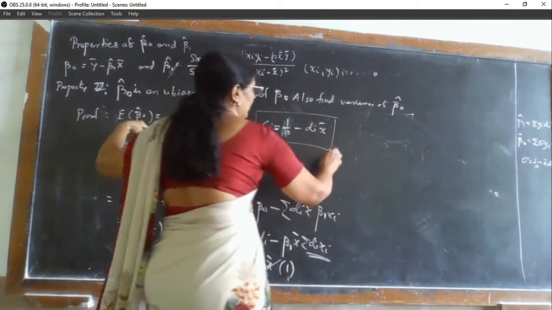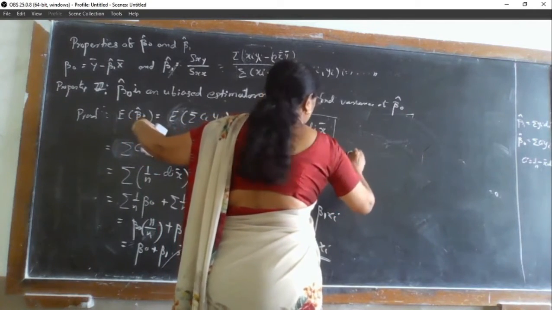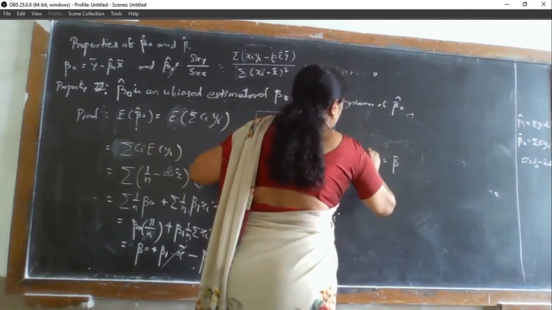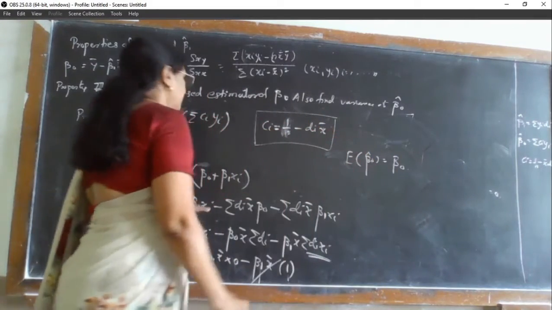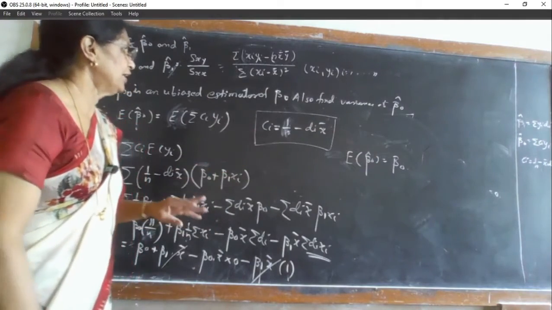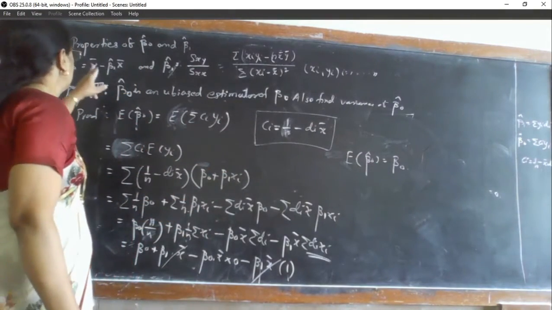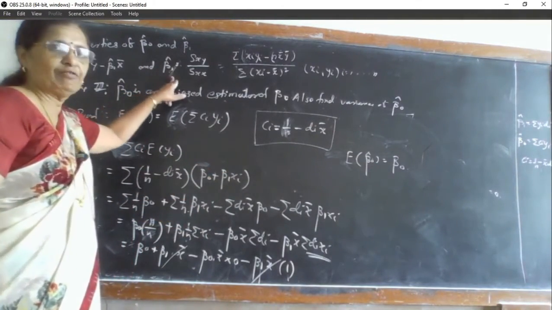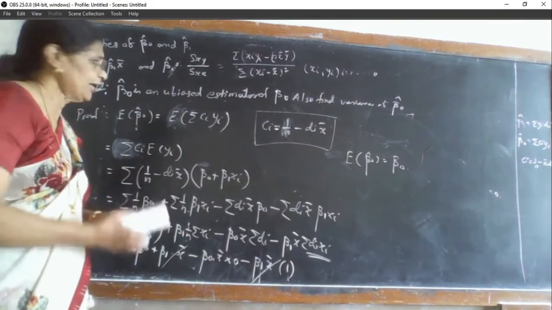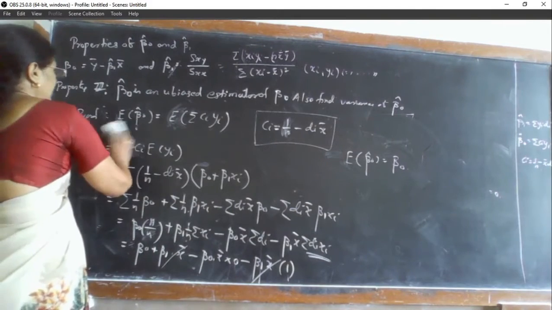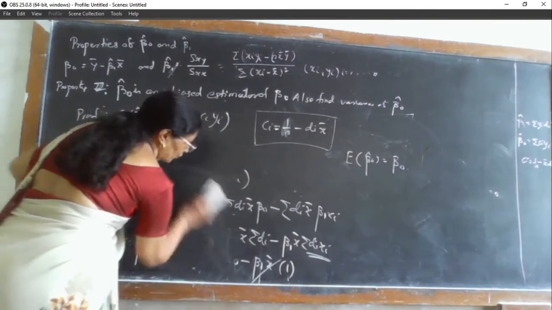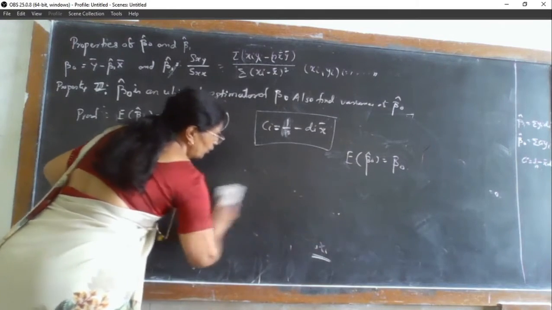we will reach to the conclusion that expected value of beta naught cap is equal to beta naught. Okay. So in this way we have proved that beta naught as well as beta 1 are unbiased estimates of beta naught and beta 1. Similarly, now we will find the variance of beta naught. Okay. Now variance of beta naught.